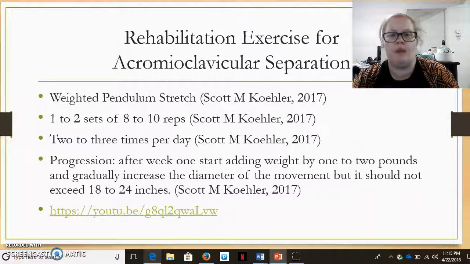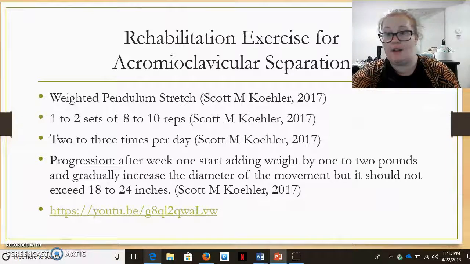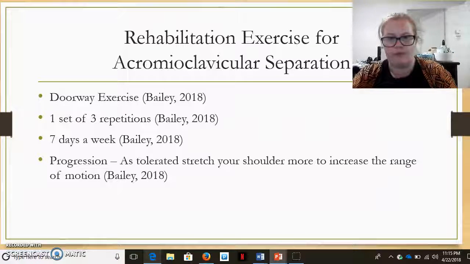Now, some rehabilitative exercises for acromioclavicular separation is the weighted pendulum stretch. So you're going to do 1 to 2 sets of 8 to 10 reps, 2 to 3 times a day. And then a progression is after a week. So after 1 week, start adding weight by 1 to 2 pounds, and then gradually increase the diameter of movement and the weight. However, the diameter of movement should not exceed 18 to 24 inches.